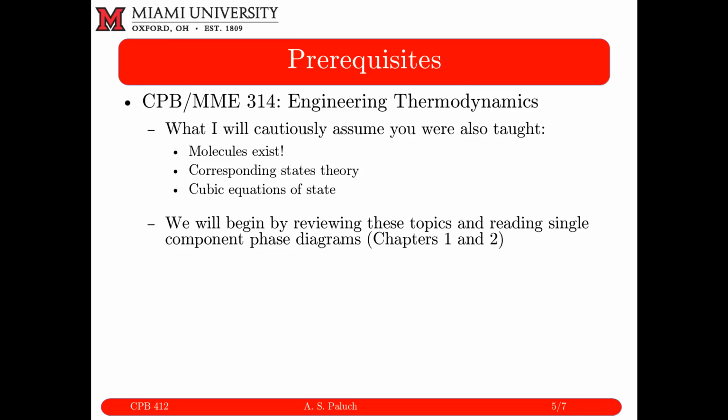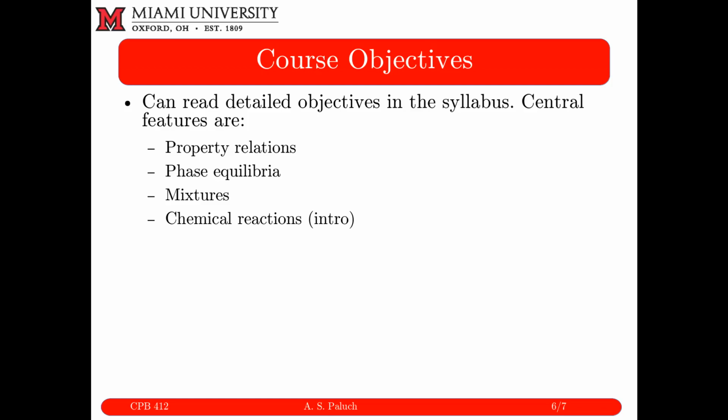We'll begin by reviewing these topics. They come in chapters 1 and 2. I'd say we'll devote about half a week to chapter 1 and then a week and a half to chapter 2. Chapter 2 is going to cover corresponding states theory and cubic equations of state, so we'll cover that in some more detail. Even though you may have seen it before, it's important to build that strong foundation before we move on. In terms of course objectives, our primary concerns are going to be property relations, phase equilibria, mixtures, and then an introduction to chemical reaction equilibrium.